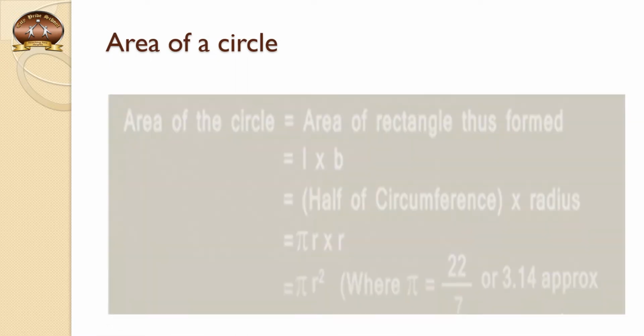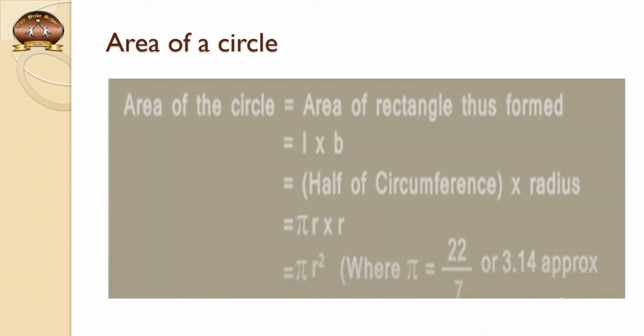Let us now derive the formula for area of a circle. I told that the area of the circle, as we have seen in the last slide, was equal to the area of the rectangle. Area of a rectangle is given by the formula L into B, and L is half of the circumference and B is radius. So the formula will be pi into r, that is pi r square, and the value of pi will be equal to 22 by 7 or 3.14.